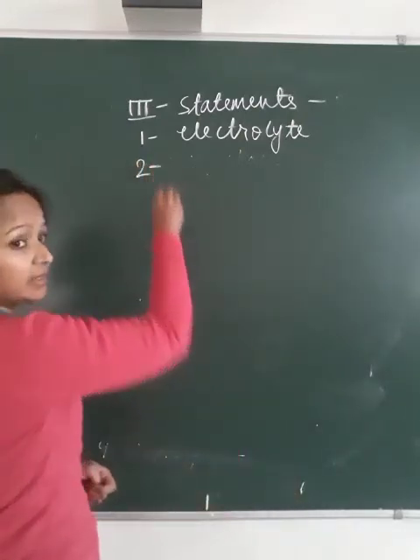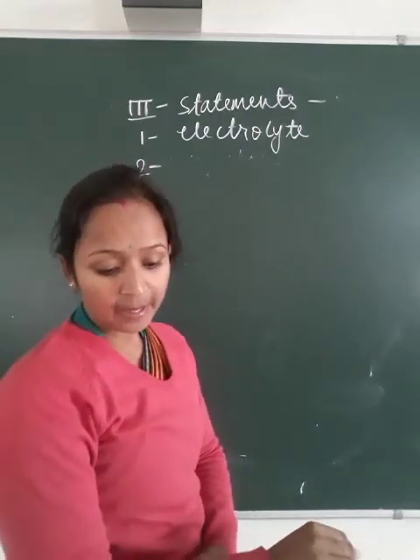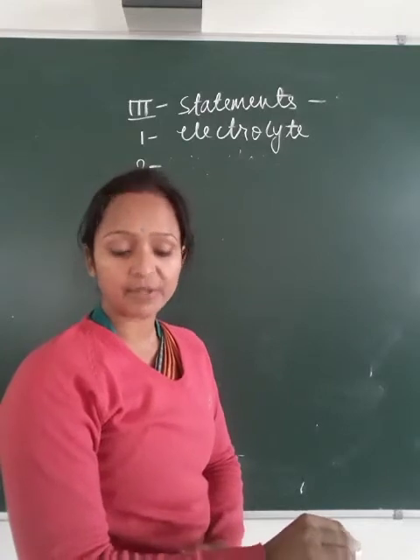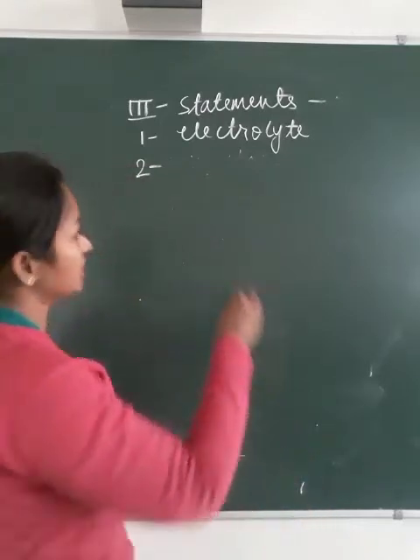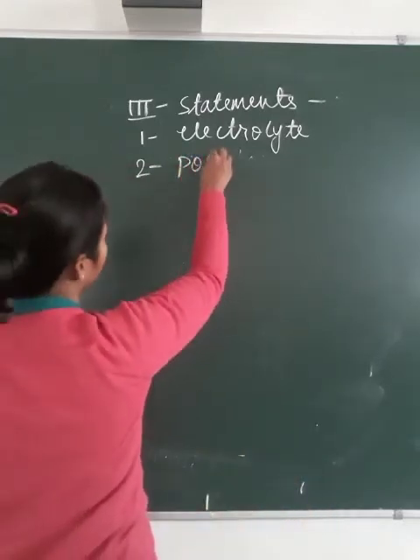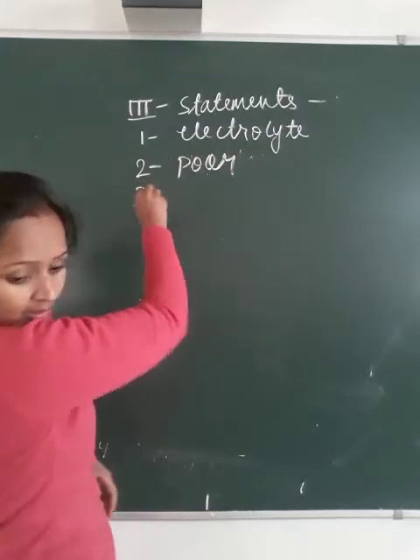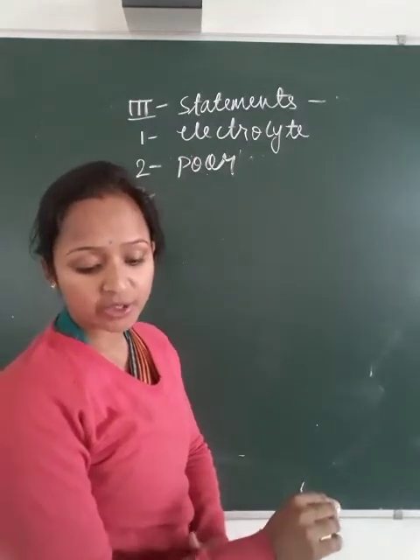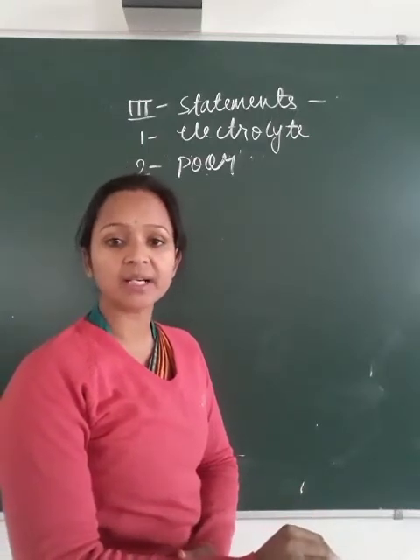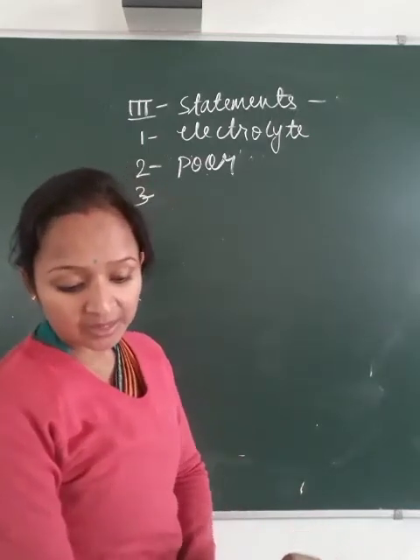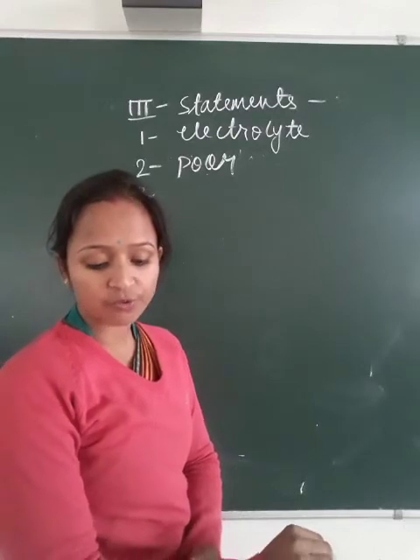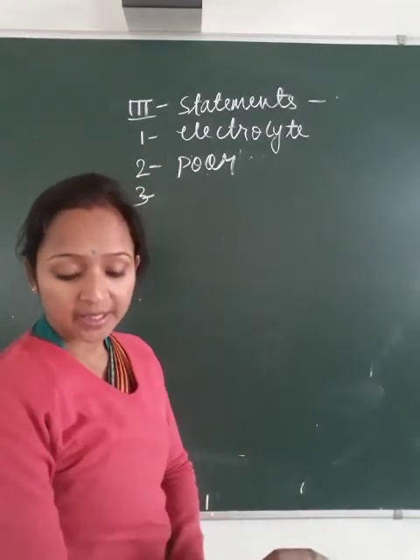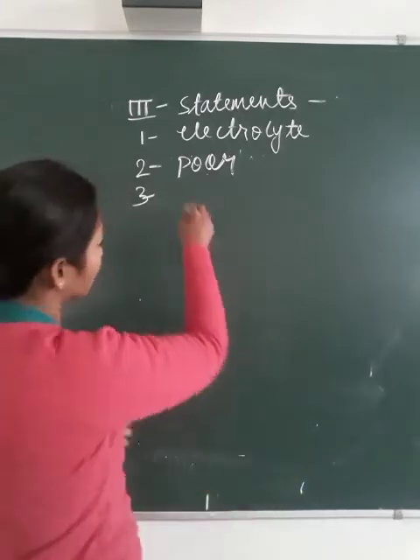And in second one, petrol is a dash good conductor of electricity. In place of good you have to write poor. Petrol is a poor conductor of electricity. Third one, during electrolysis of water, the oxygen gas collects at the cathode. In place of cathode you have to write anode.